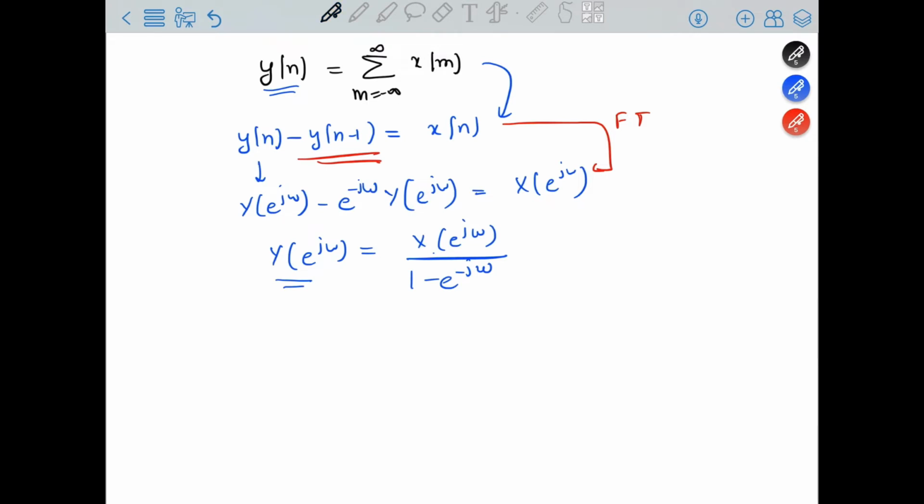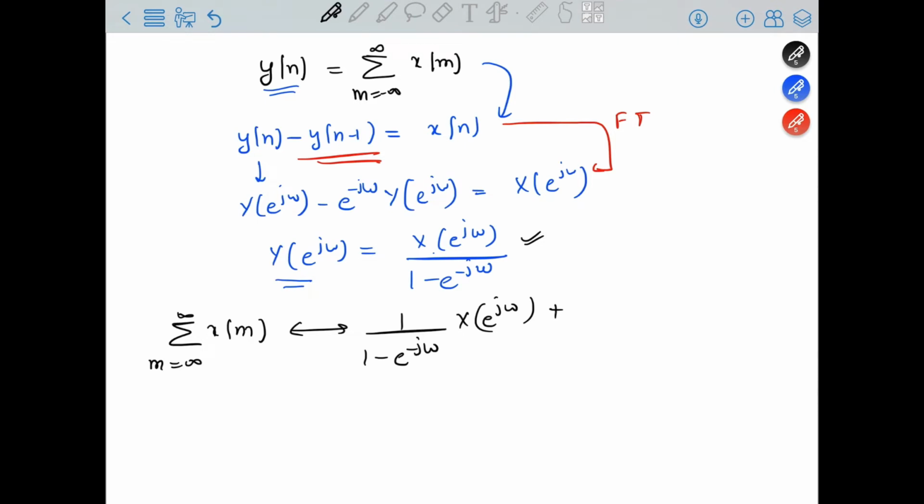So here also the complete representation of this accumulation property can be given as follows. Suppose x[m] has a Fourier transform of X(e^{jω}); we have seen that we get the result divided by 1 minus e raised to the power minus jω. Apart from that, there will be some added average or DC values to it. So they are some constant values.